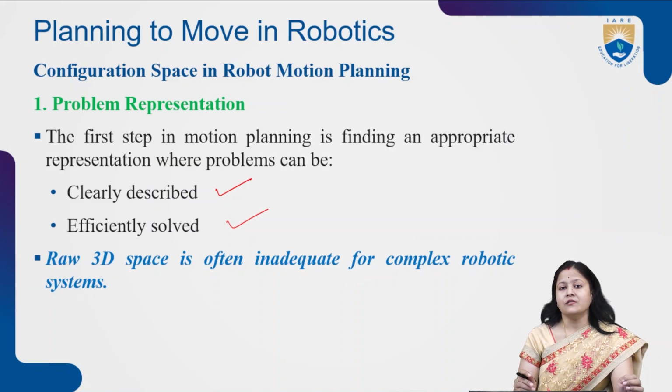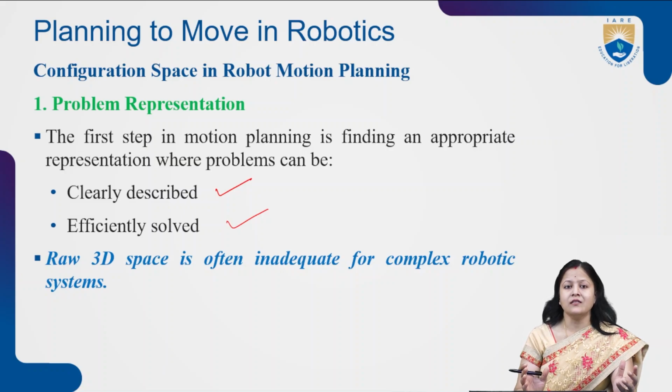Now, raw 3D space is often inadequate for complex robotic systems. You might be thinking, when the workspace is there, what is the need of configuration space? Because in every situation, it's not like the robot is very small or minute and can be accommodated in every environment. That depends upon the situation where the robot is working. If the robot is working in mining or undersea exploration, then the space should be very vast, and it will not be visible to the robot at a time.